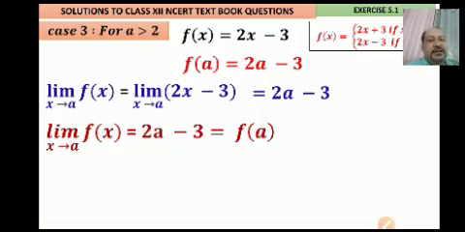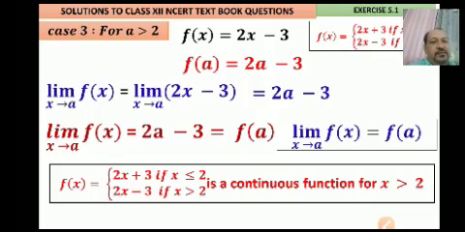So we can say the limit value of the function is equal to the functional value of the function, and both are equal to 2a minus 3. So the function is a continuous function as x is greater than 2.